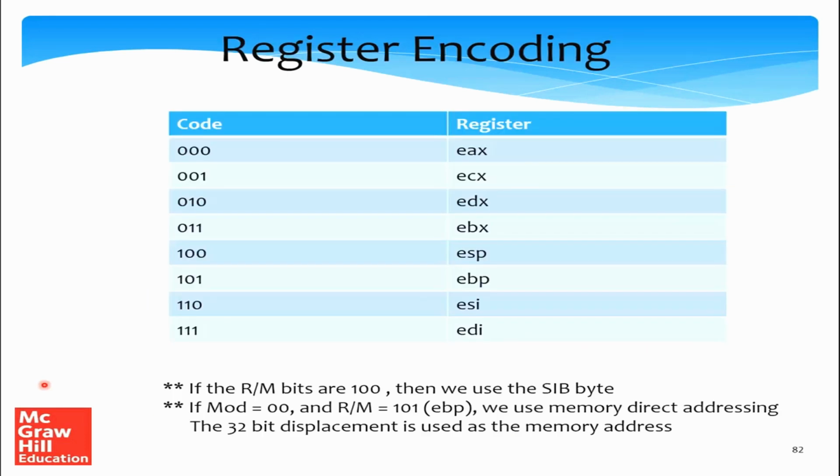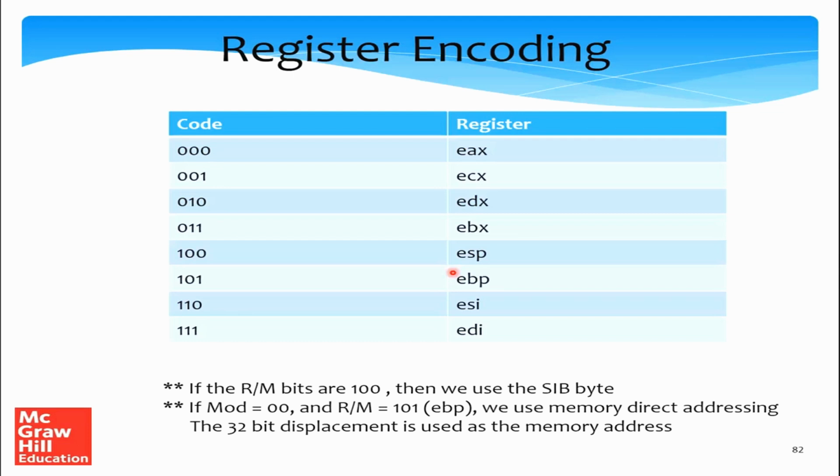Let us now take a look at the register encoding, as was promised in the previous slide. So the code of 000 is the register EAX. Then we have ECX and EDX with codes of 001 and 010. Then we have EBX with a code of 011. ESP is the stack pointer, 100. EBP is the base pointer, 101. Then we have ESI and EDI with codes of 110 and 111 respectively. Right, so these are the 8 registers.